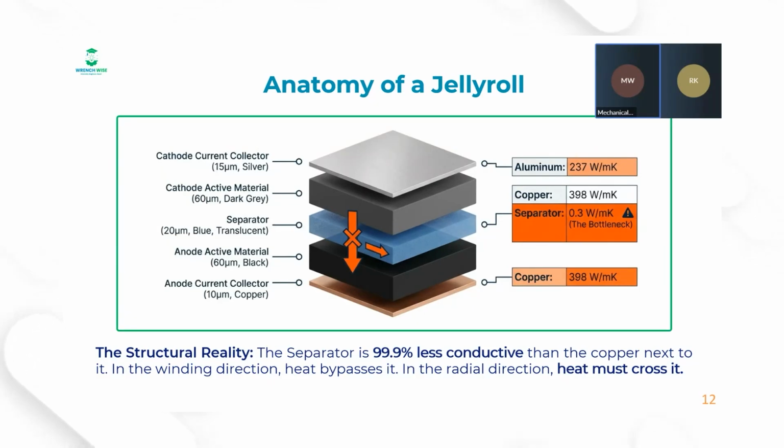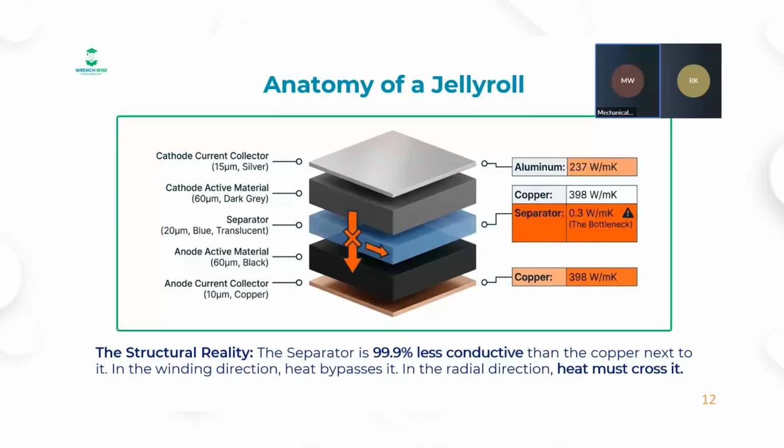But at the same time, you have this bottleneck sticking right in the middle. This is your separator. The separator is very essential because if your anode and cathode mix together, they might burn and release a lot of heat, and you also require a separator to move the ions between the two. So the separator has very low thermal conductivity compared to the copper sitting right next to it, and this creates two very different paths for your heat.